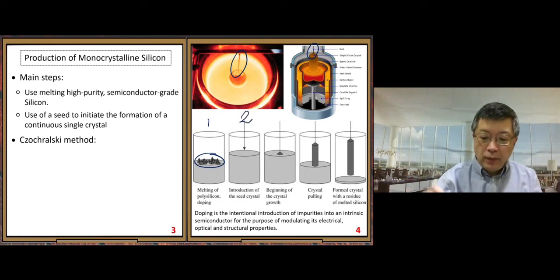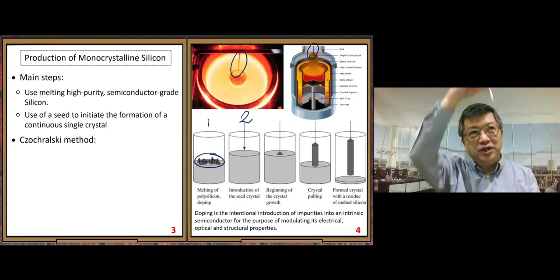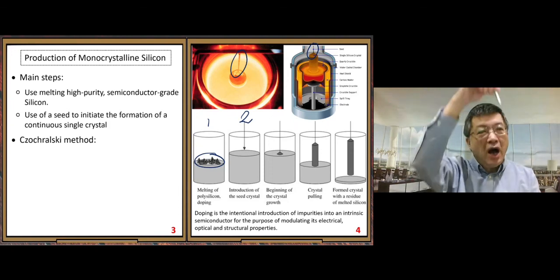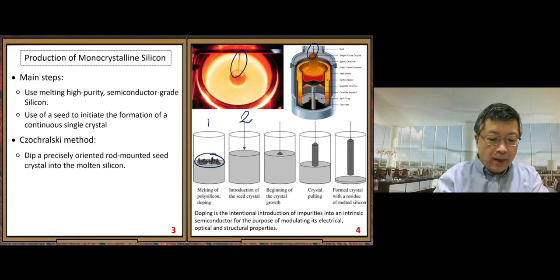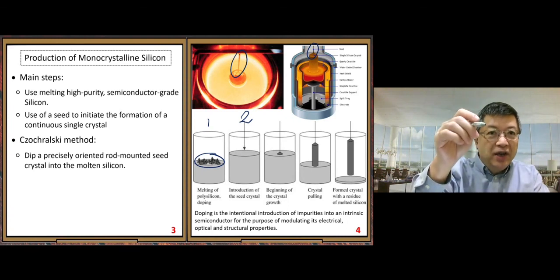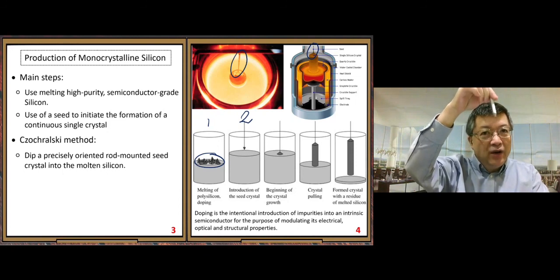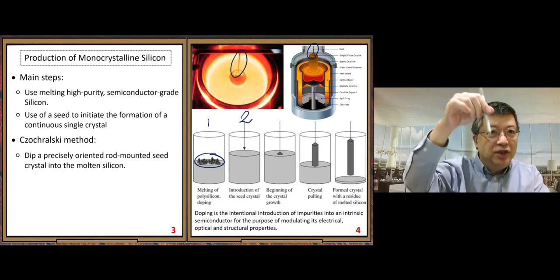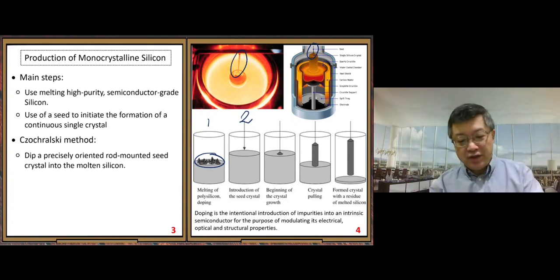Second, the introduction of the seed crystal. So now that seed rod, the high purity raw crystal, is dipped into the melting silicon. All right, so here the dip is precisely oriented, a special orientation, of the rod-mounted seed crystal into the molten silicon. Okay, that's the second step.